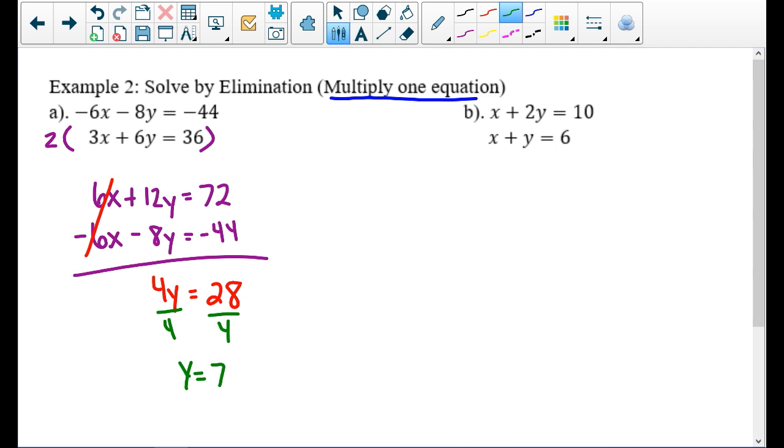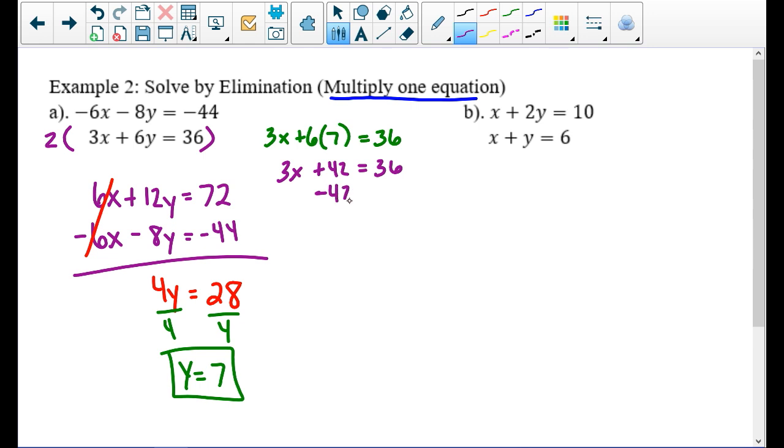Again, it doesn't matter which one you solve for first, but I'm going to take this 7 and plug it back into one of my equations. Now, I multiplied the bottom by 2, so I'm going to plug it back into the original, where my numbers are a little smaller and it may be a little easier. So I'm going to take the 3x plus 6 times 7, and that equals 36. Well, 6 times 7 makes 42.